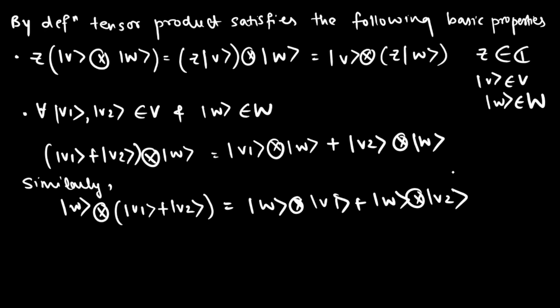By definition, the tensor product satisfies the following basic properties, where z is a complex number, vector v belongs to the vector space V, and vector w belongs to the vector space W. So as you can see, our tensor product operation follows the linear property of scalar multiplication. Also, it follows the distributive property, as you can see from these two equations.